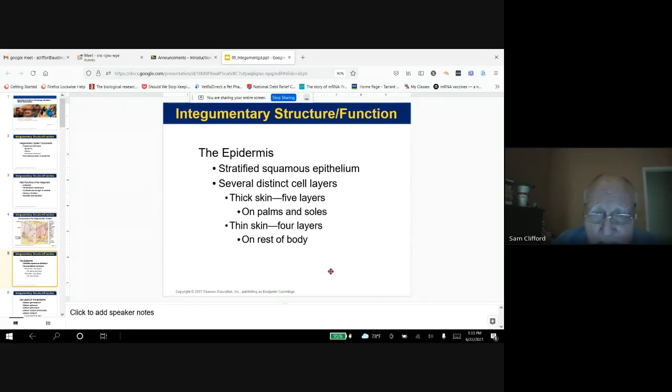So the epidermis has 4 layers. On the palms and soles, there's 5 layers because the skin of the soles of your feet and the palms of your hand are much thicker than the other skin. You can tell that just by feeling it, by looking at the integument that covers the inside of the hand and the bottom of the foot.